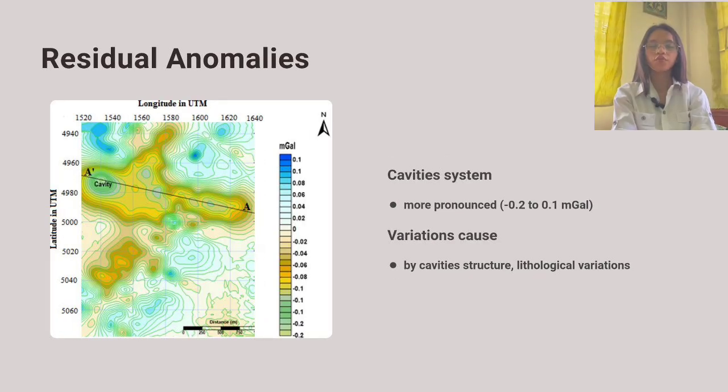So after removing the regional trend, residual anomalies became more pronounced, ranging from -0.2 to -0.1 milligal. This is mainly due to cavities and lithological variations, making it easier to pinpoint potential hazards.